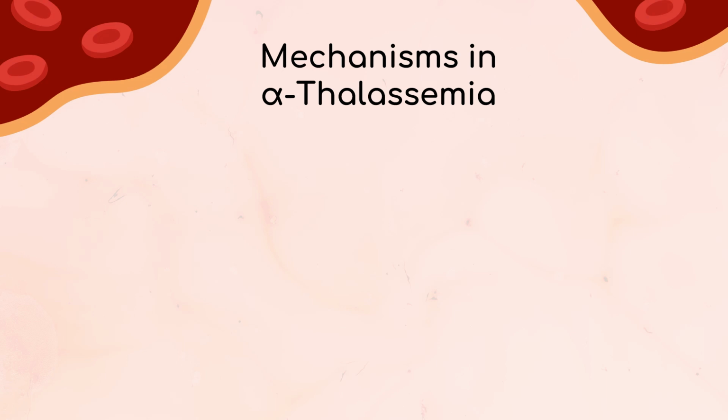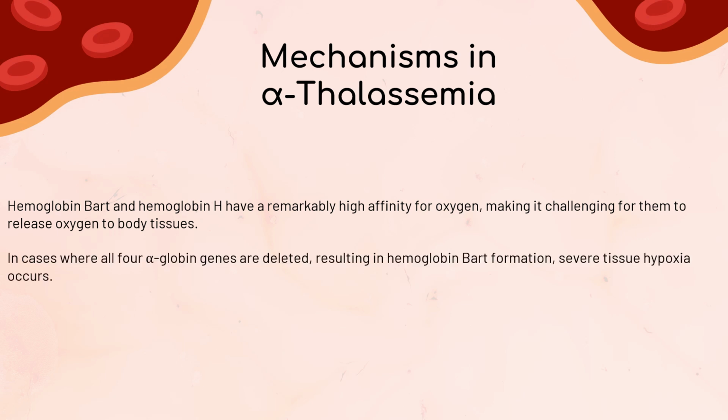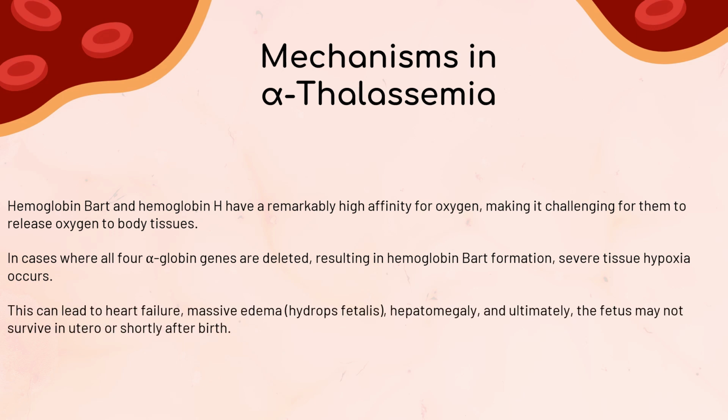The anemia in alpha-thalassemia has another contributing factor. Hemoglobin Bart and hemoglobin H have a remarkably high affinity for oxygen, making it challenging for them to release oxygen to body tissues. In cases where all 4 alpha-globin genes are deleted, resulting in hemoglobin Bart formation, severe tissue hypoxia occurs. This can lead to heart failure, massive edema, hydrops fetalis, hepatomegaly, and ultimately, the fetus may not survive in utero or shortly after birth.